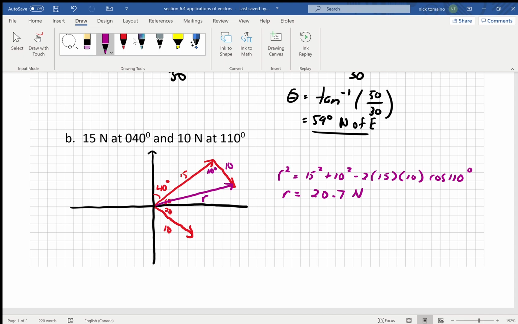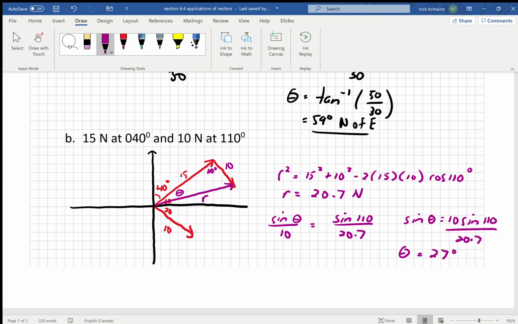Okay, good. Now what we need to do is figure out the angle. First we're going to look for this angle right here. We always do this, but that's not going to be our final answer. So we're going to figure out angle theta using the sine law. Sine theta over the opposite side, which is 10, is equal to sine 110 over 20.7. We multiply across, so sine theta is equal to 10 sine 110 over 20.7. We keep going, figure that out, and then do sine inverse, and we get theta is equal to 27 degrees.